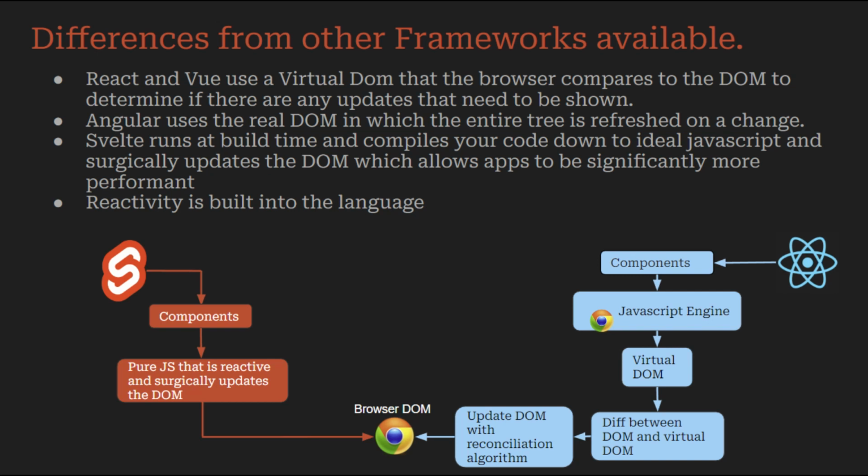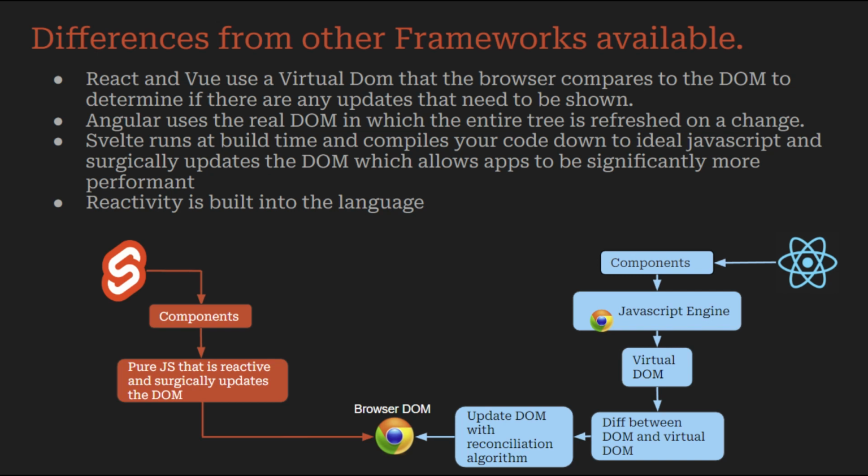React and Vue will use a virtual DOM that the browser compares to the real DOM, and through a diffing algorithm, it determines whether or not there's updates that need to be shown. Angular will use the real DOM all the time, and the browser has to refresh the entire tree on any change that's made. So what this does is this puts a lot of strain on the browser.